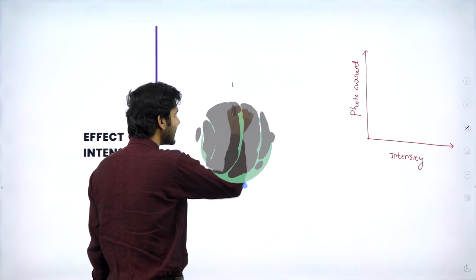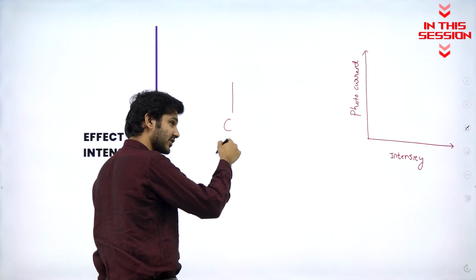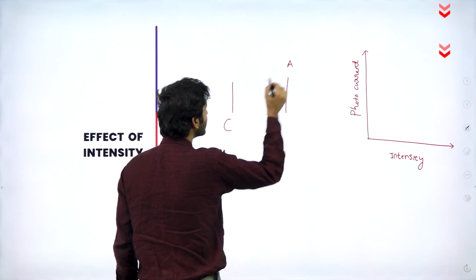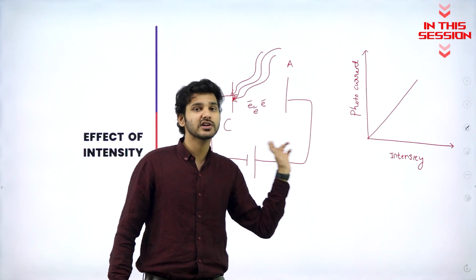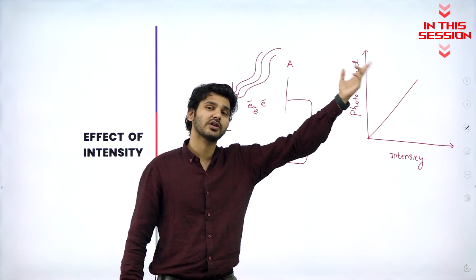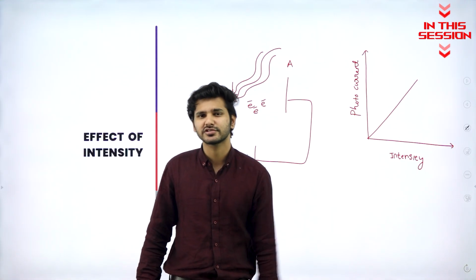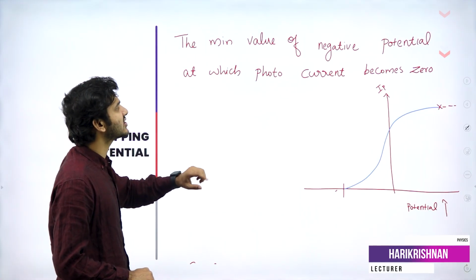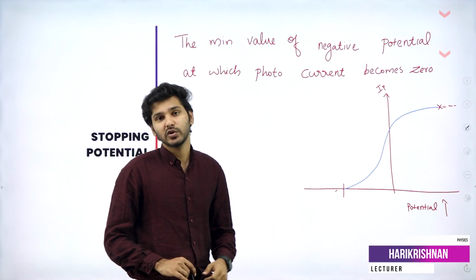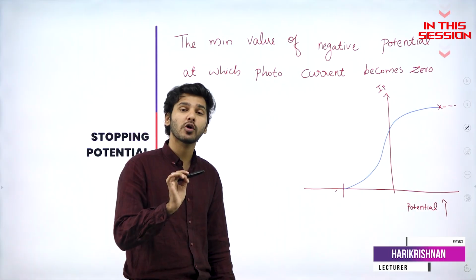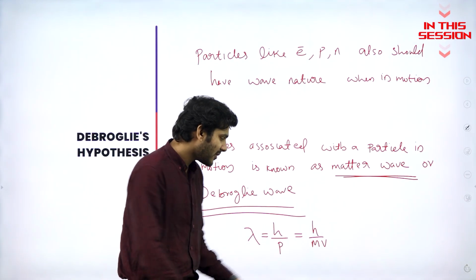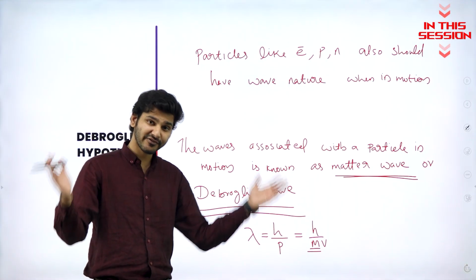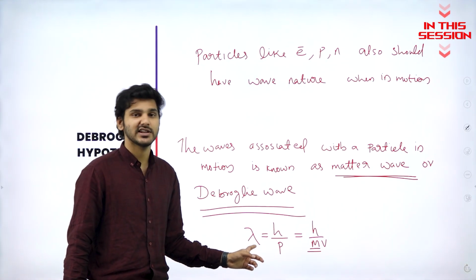So there is an emitter plate, that is C, cathode, and there is a collector plate, that is A, anode. So intensity means more electrons are emitted, hence more photocurrent is produced. So they are directly proportional to each other. The minimum value of negative potential at which photocurrent becomes zero is known as stopping potential. So the mass of the object is coming in the denominator, which means if an elephant moves, the matter wave will be very small.